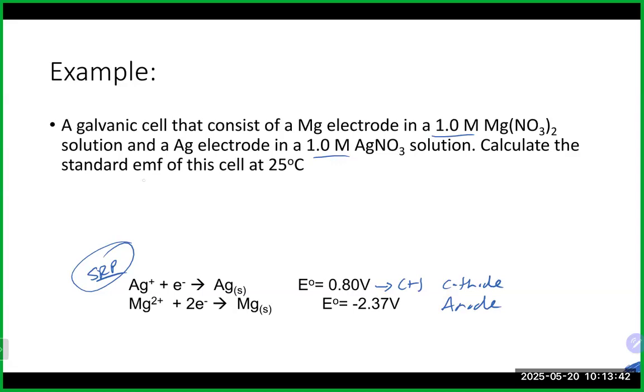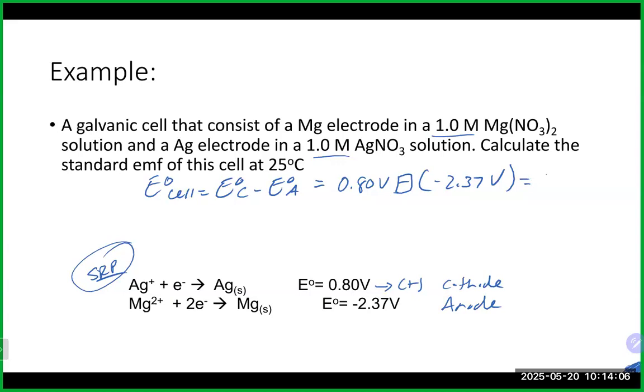Once again, in this case, it was just asking for the cell voltage. So if you want, you can just go right into this equation. I'm going to use the subtraction one here, and that means I'm not going to change any sign I find in the table, as the formula will change the sign for me with that negative or subtraction for our anode. And that's going to give us 3.17 volts in this case, which is a good voltage.